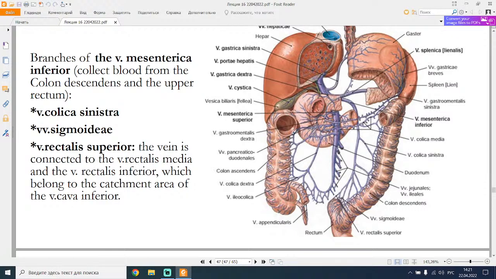The vena rectalis superior is connected to the vena rectalis media and vena rectalis inferior, which belong to the catchment area of the vena cava inferior. Vena mesenterica inferior, vena mesenterica superior, vena splenica or vena lienalis. This is the vena porta hepatis.